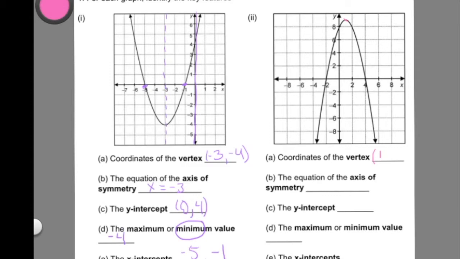All right, so the other coordinate, where is it on the y-axis? Well, it's in between 8 and 10, right? So that would be 9, since these are going up by 2. So the vertex is at 1 and 9.